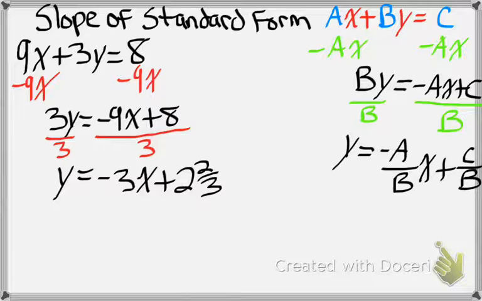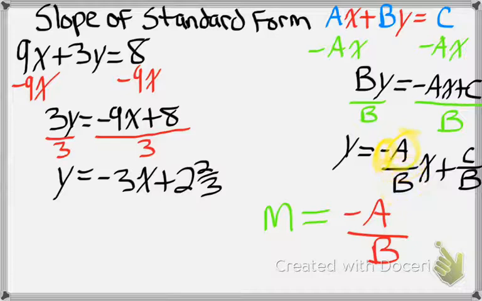But what's important is take a look. We know that slope-intercept form is y equals mx plus b, meaning m is the slope, the number in front of x. Well, take a look. The slope is negative a over b. So that's actually our shortcut. Our shortcut is, for standard form, the slope will always be the opposite of a divided by b. Because look what we have: the opposite of a divided by b. And we say that when we start off with standard form.